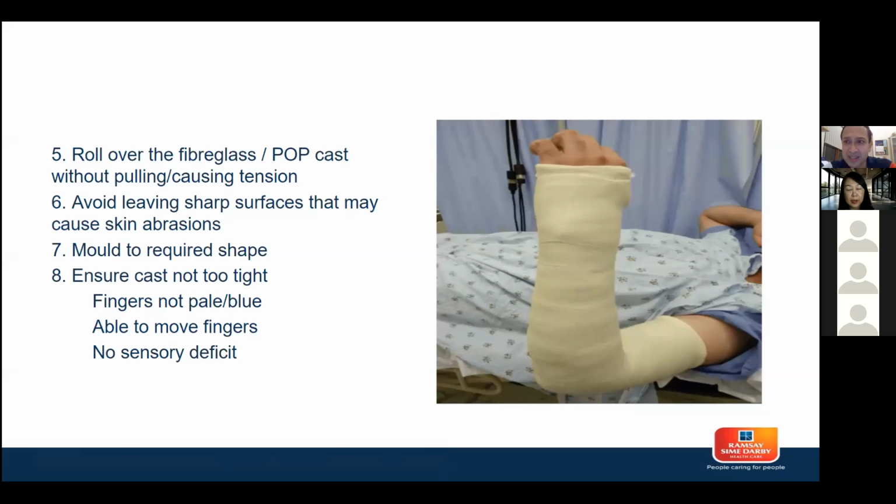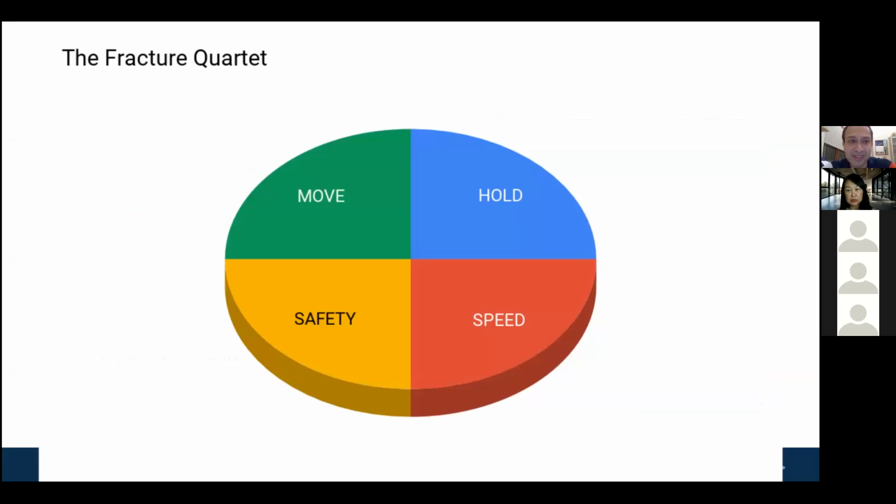So these are just a few pointers into cast application, nothing much more.